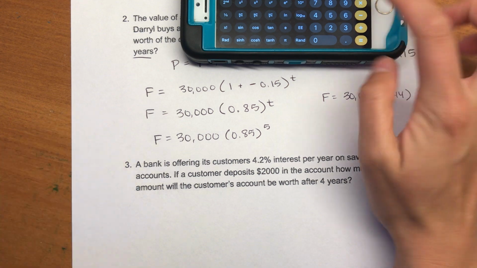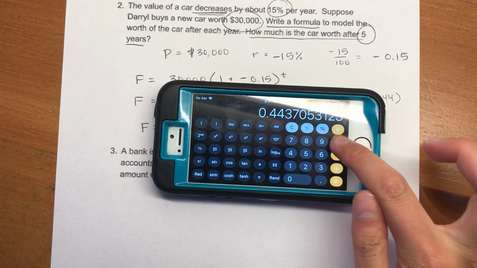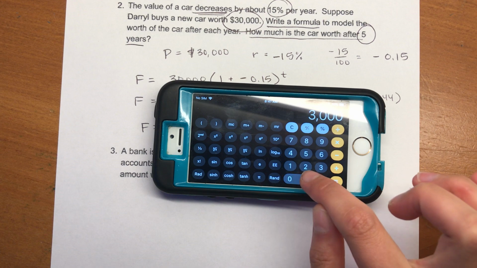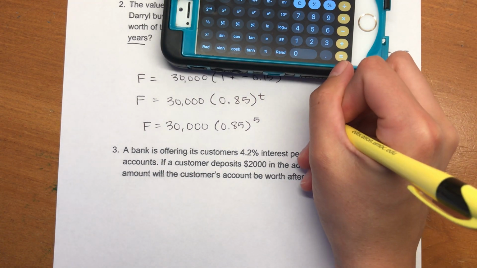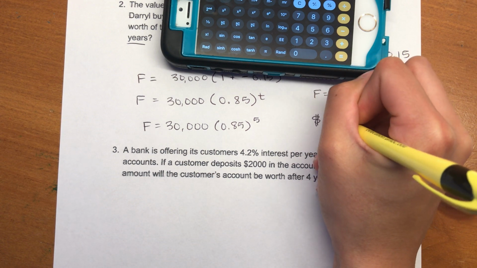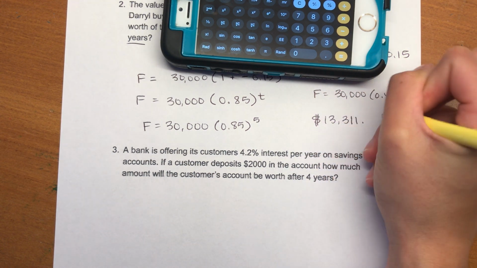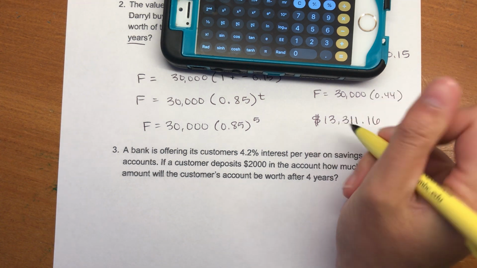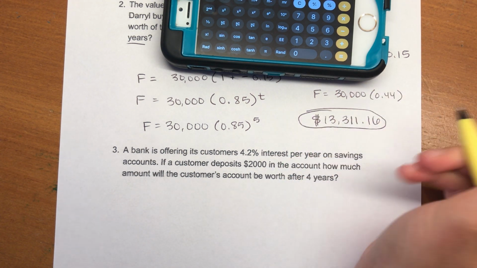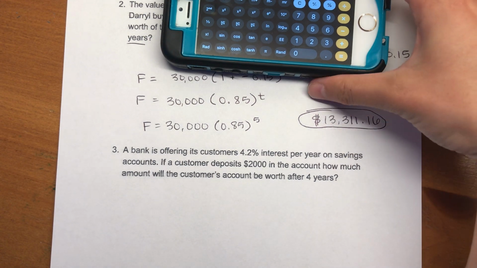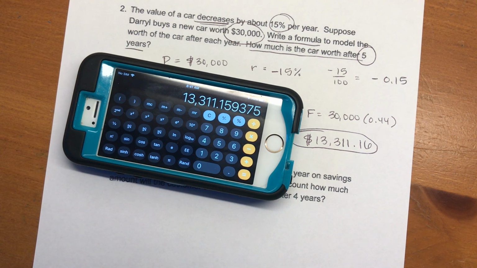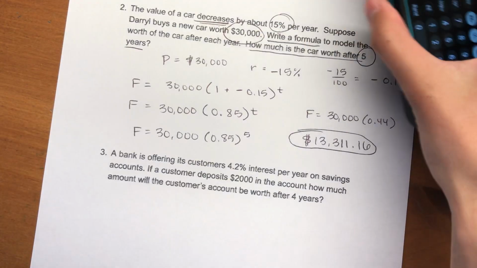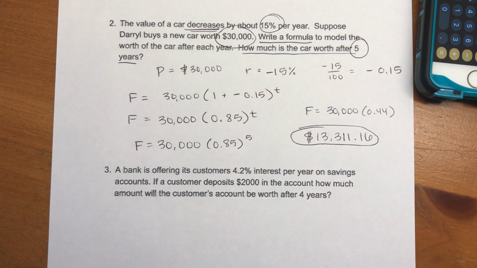And I'm going to multiply this value times 30,000. Okay, so my final answer will be, if I use correct units, $13,311, and if I round correctly, 16 cents. So after 5 years, that $30,000 car was only worth $13,000. So that's a real thing too, right? When you buy a car, the value only goes down because you put miles on it, it gets wear and tear.